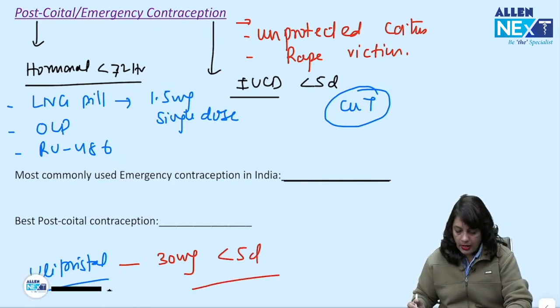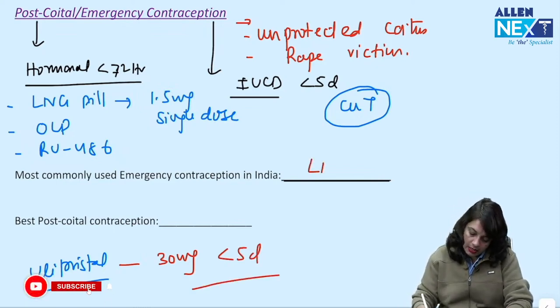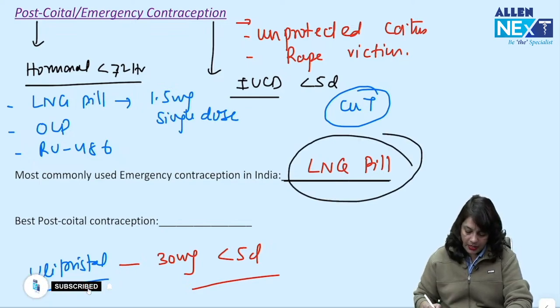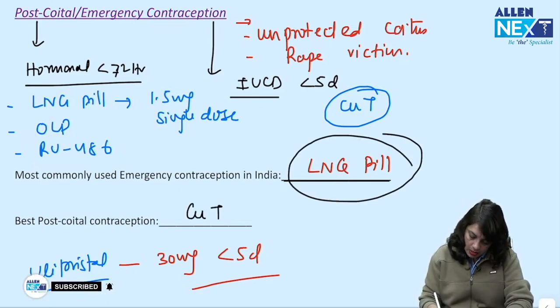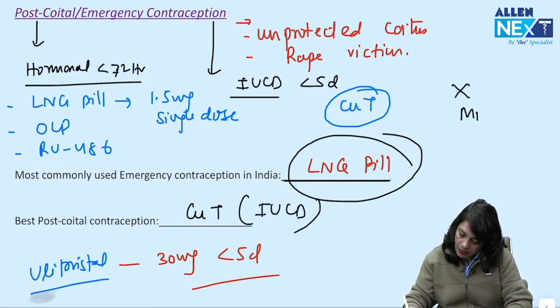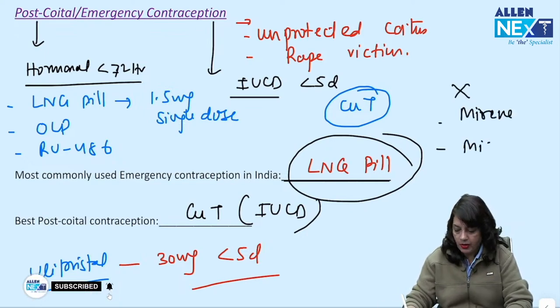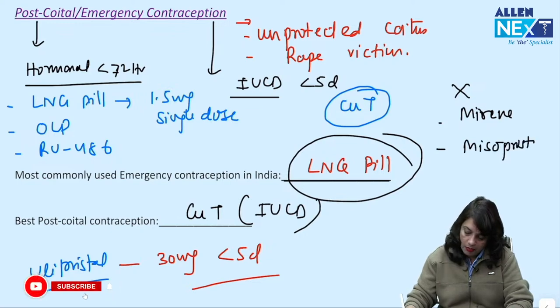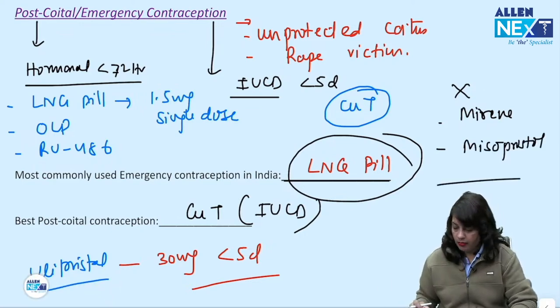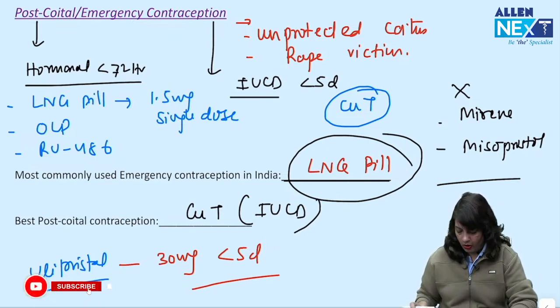Which is the most commonly used emergency contraception in India? Then it is always LNG pill. Okay, LNG pill. Number 2, the best post-coital contraception, answer is copper T, that is a type of IUCD. Which is not an emergency contraception? Mirena is not an emergency contraception. Misoprostol भी emergency contraception नहीं है. Okay, misoprostol is not emergency contraception.